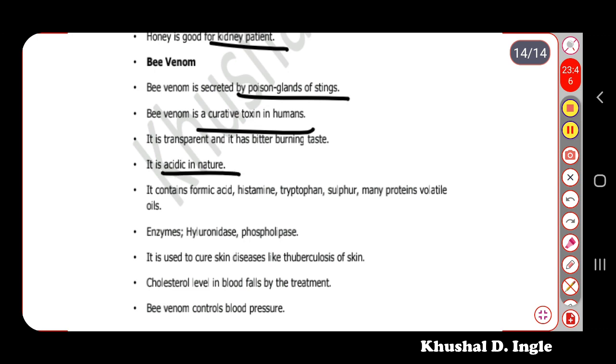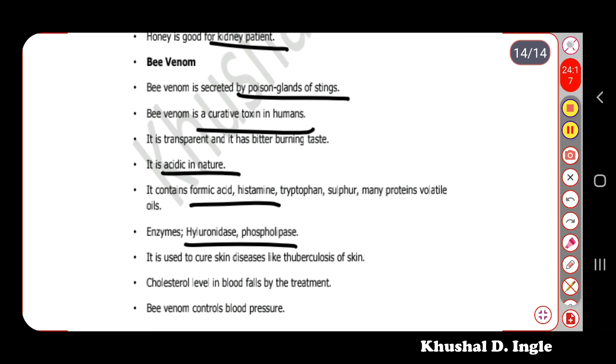This bee venom contains formic acid, histamine, tryptophan, sulfur, and many proteins and volatile oils. Obviously, when this histamine and formic acid enter our body or our skin, they make an immunogenic response. Then the next one is enzymes. Bee venom contains hyaluronidase and phospholipase.